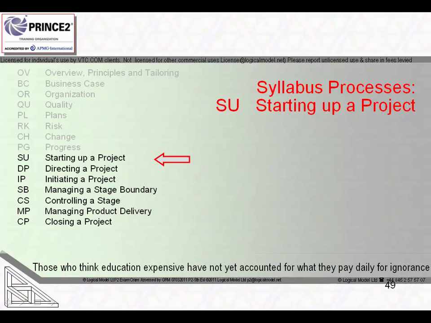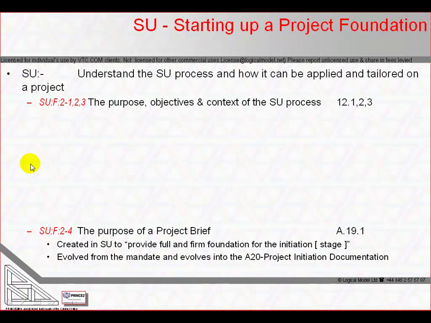PRINCE2 activity starts with starting up a project, and the syllabus for SU starts with purpose, objectives and context. This is the first page that we've seen with syllabus references interleaved with the content that we need to study. So the syllabus area here is starting up a project.